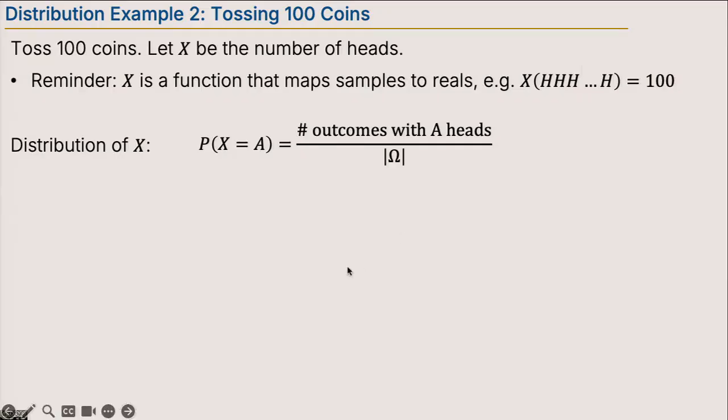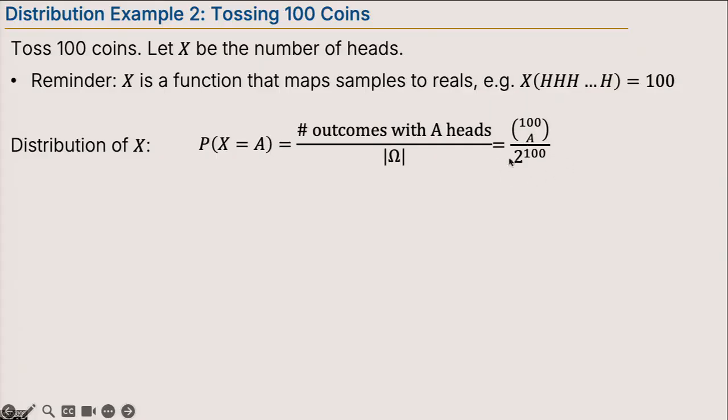Okay. Well, the probability of X equals a, and remember that is the probability of the event where we take all the omegas in the entire sample space, and we run them through X, and we find all the ones that equal a. That's just going to be, naturally, the number of outcomes with a heads over the number of different coin flips. This is just the same old stuff we were doing before. Nothing new, but now we have this notion of random variables layered on top. So that's going to be 100 choose a. That's a number of different ways that we can pick our heads.